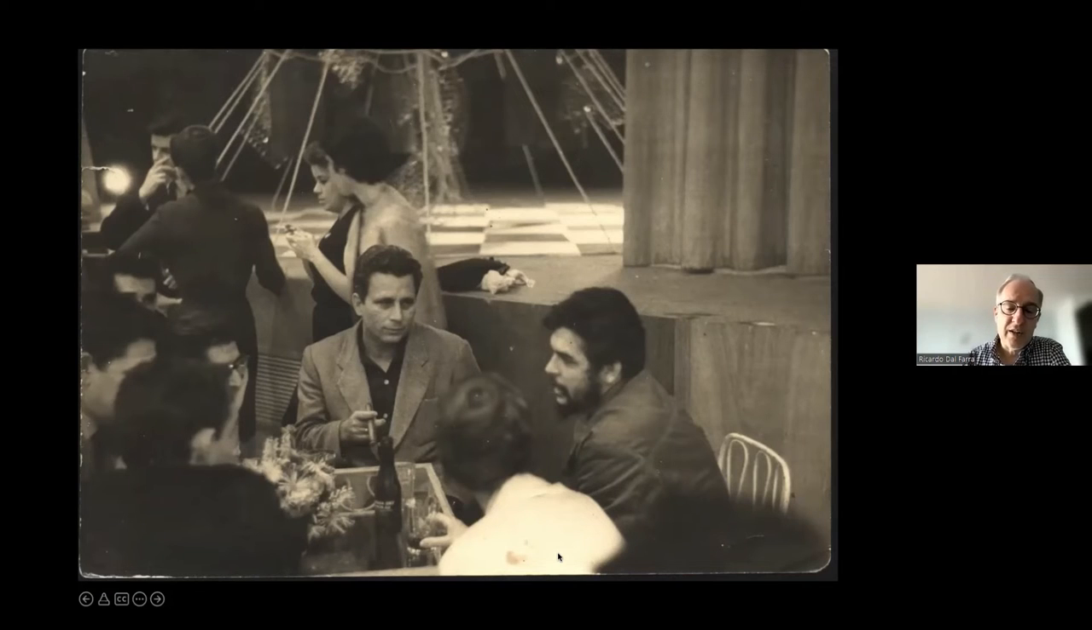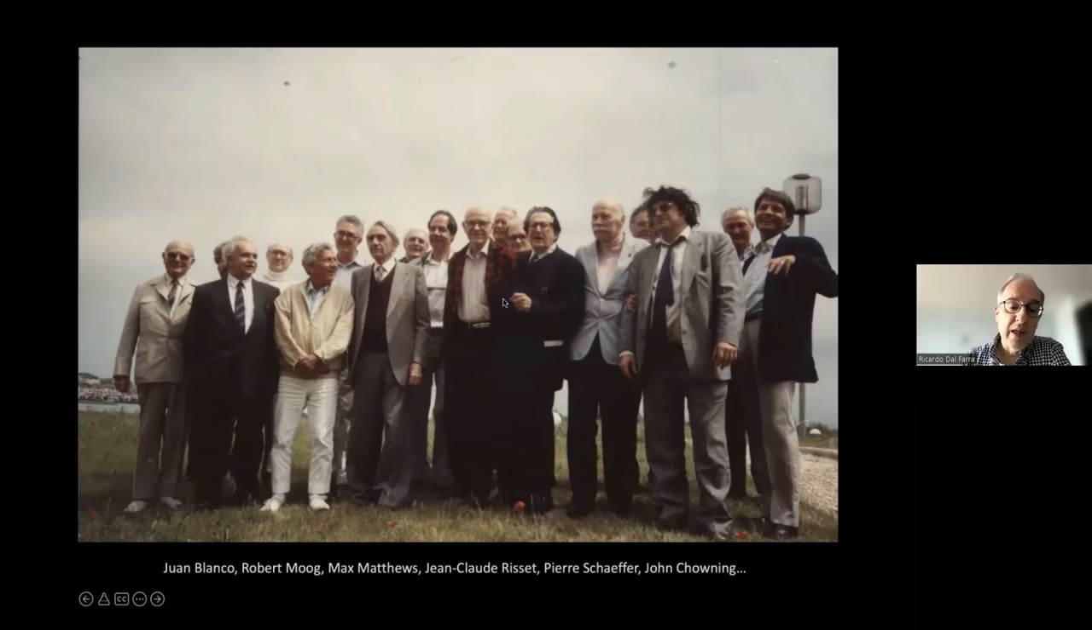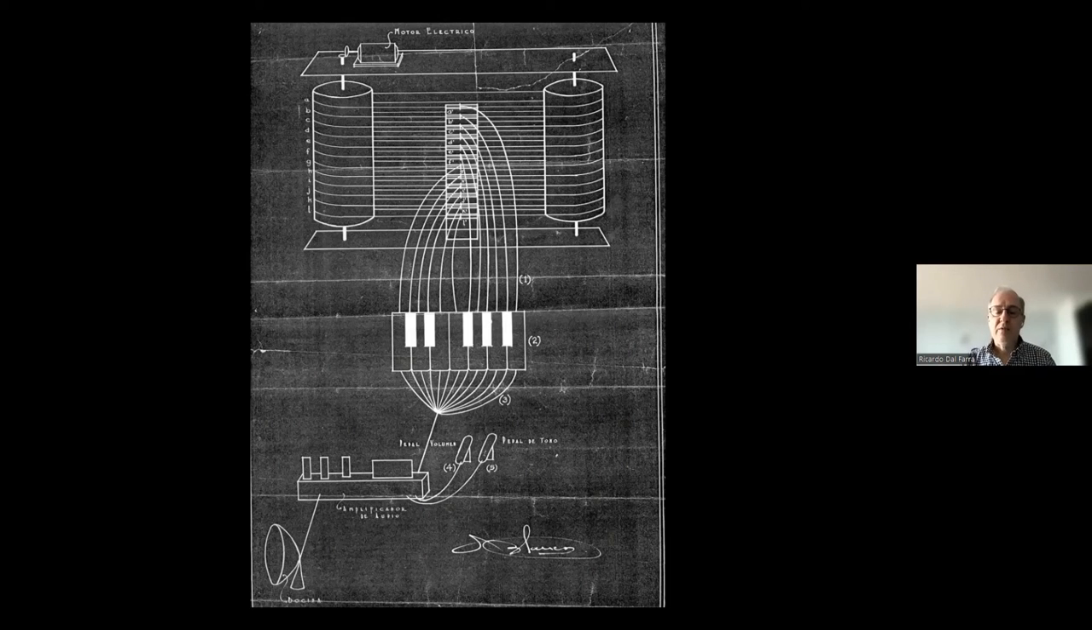This is a very historical, relevant photo with Juan Blanco in the middle with a cigar here. And if you recognize this person, that's Che Guevara. So that was the very early years of the revolution. So you have Juan Blanco and Che Guevara in this session. And here you have Juan Blanco at a meeting that was held in France with a lot of pioneers of electronic and computer music, like Robert Moog, Max Matthews, Jean-Claude Risset, Pierre Schaeffer, John Chowning, and many others. A really relevant meeting held in France.